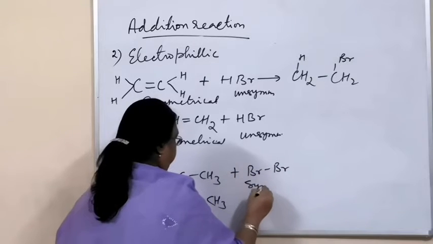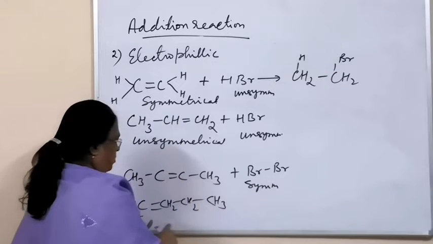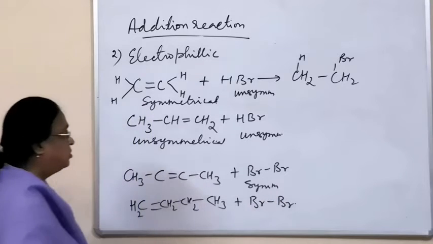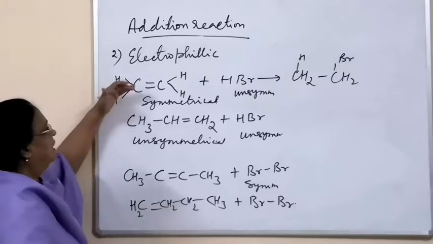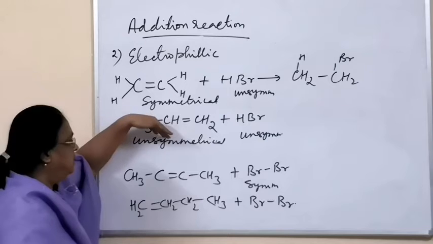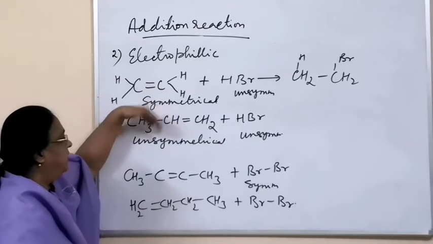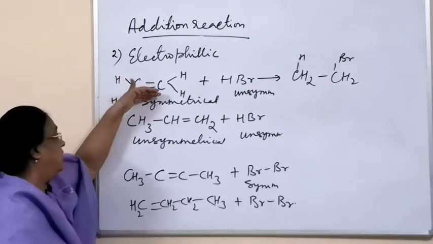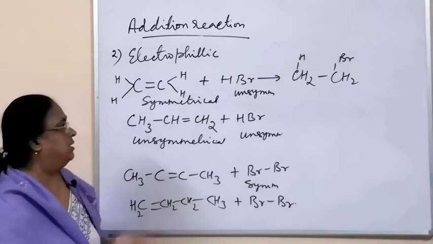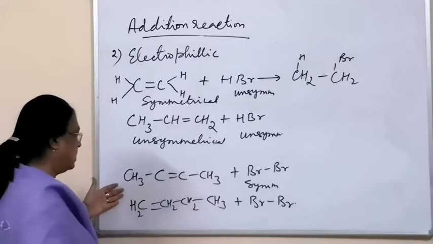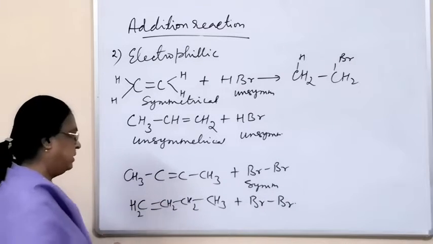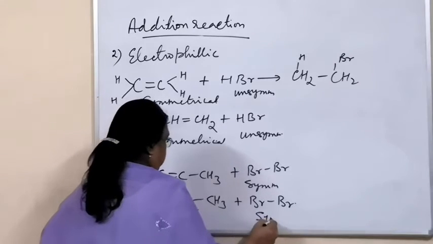This is symmetrical, and here this is your unsymmetrical, and this you can take symmetrical. So we have two cases. One is that addendum is symmetrical and the other is that addendum is unsymmetrical. When substrate is symmetrical and substrate is unsymmetrical, but in both the cases addendum is symmetrical. The other case is that substrate is symmetrical, here substrate is unsymmetrical, but addendum is symmetrical.